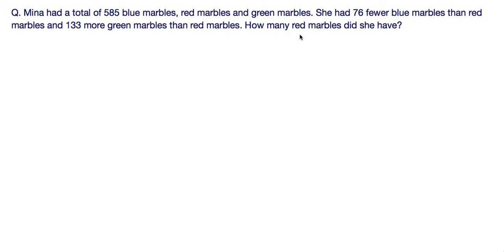Okay, so what do we have for this question? The first thing we have is the total number of marbles, the total number of blue, red and green marbles. That is how much? 585. So that's the total number of all the three kinds of marbles. Then the second information we have is she had 76 fewer blue marbles than red marbles.